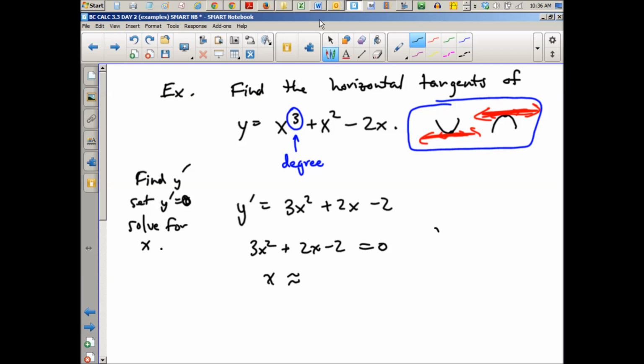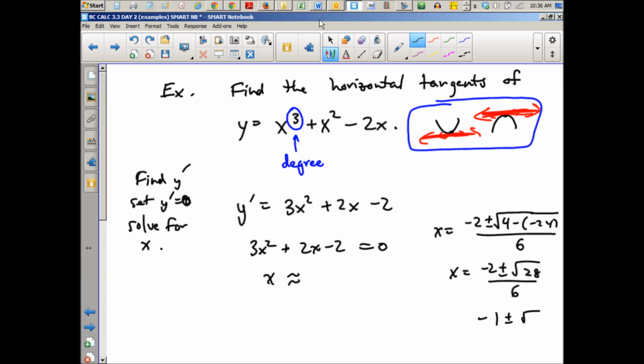So x is going, remember you do x equals negative b plus or minus square root of b squared minus 4ac, so that's 4 minus, and then basically 4 times negative 6, so negative 24, all over 6. So that's 2a. Okay, so we end up with an exact answer pair of negative 1 plus or minus rad 7 over 3. Or if you're going to go with decimal equivalents, let me punch that in real quick.